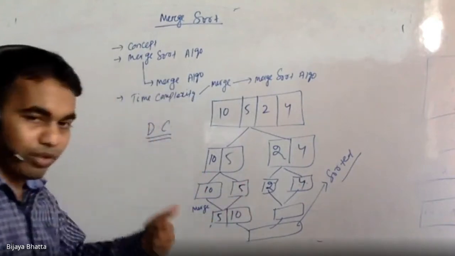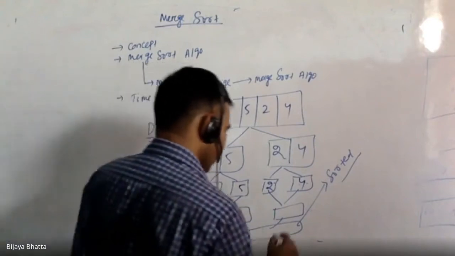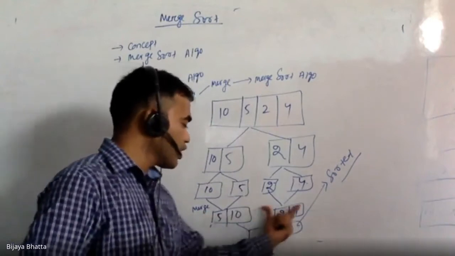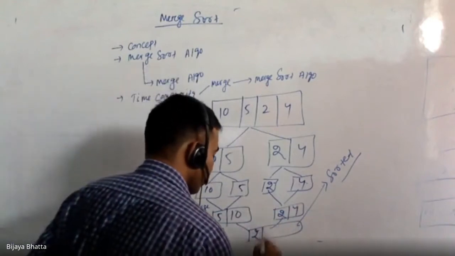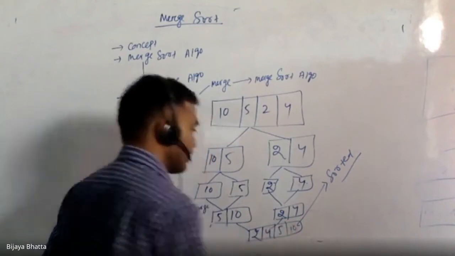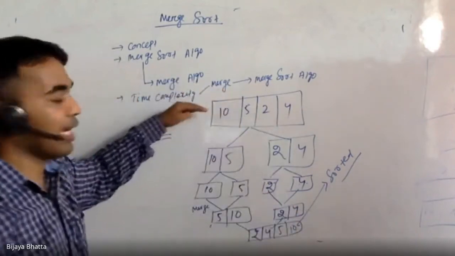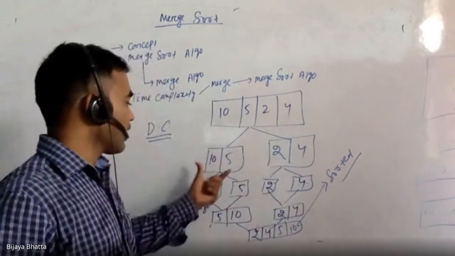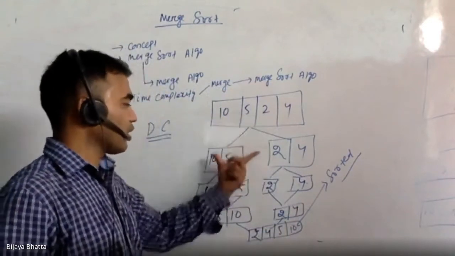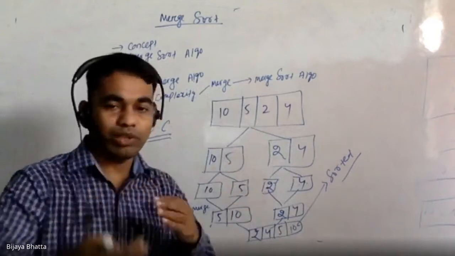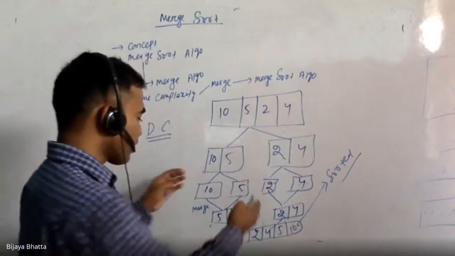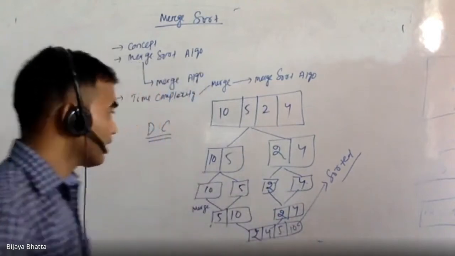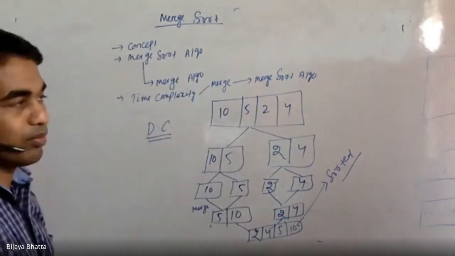And this other one is going to be 2 4. Once you merge these two, it produces 2 4 5 10. This is the sorted output. The input array was not in sorted form, but after applying divide and conquer, recursively dividing and then applying the merging technique, we get the sorted form. This is the concept of merge sort.